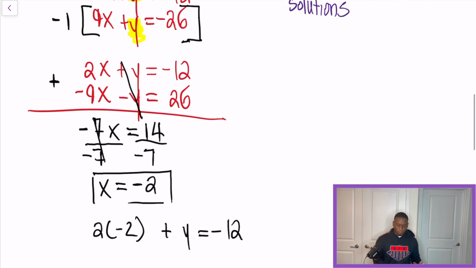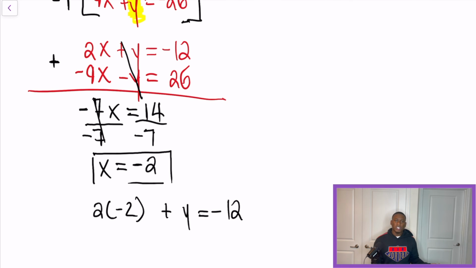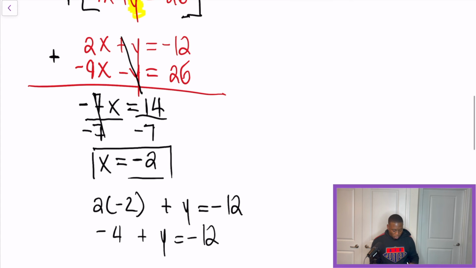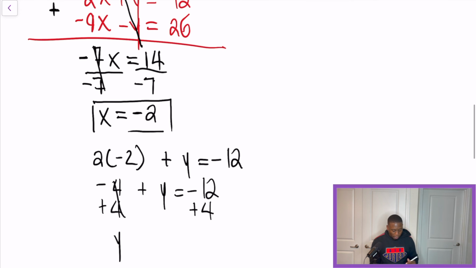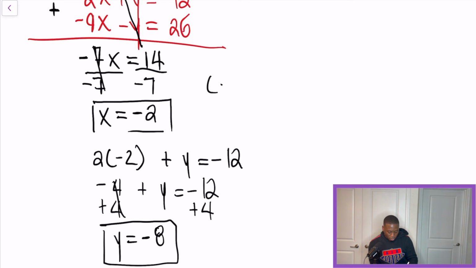So how are we going to finish this off? We just need to simplify. So negative 4 plus y is equal to negative 12. Once we add 4 on both sides to get y by itself, our final answer would be y is equal to negative 12 plus 4, which will give us negative 8. So our answer, or the ordered pair, would be negative 2, comma, negative 8.